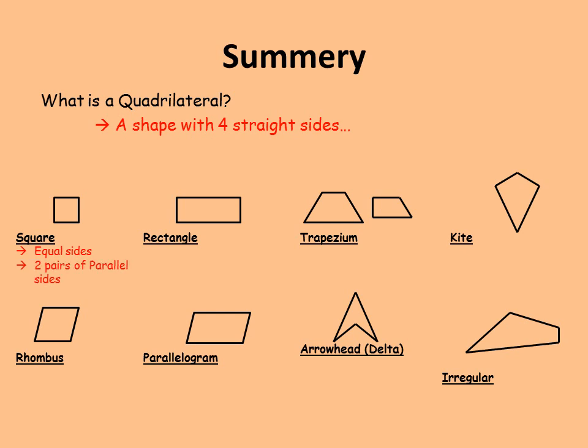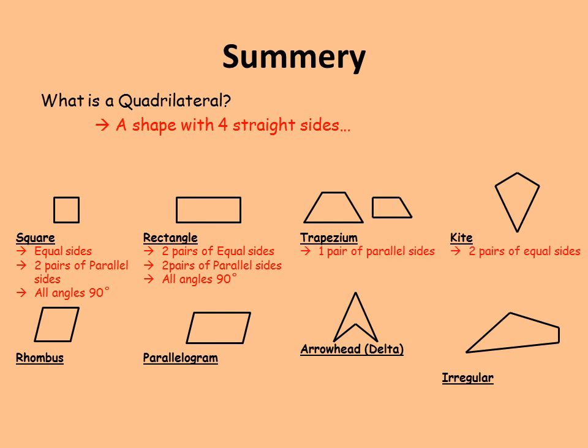A square has four equal sides, two pairs of parallel sides, and all angles are 90 degrees, while a rectangle has two pairs of equal sides, opposite sides are parallel and equal, and all angles are equal to 90 degrees. Trapezium, it has one pair of parallel sides. Kite, two pairs of equal sides which are adjacent sides, and no parallel sides.